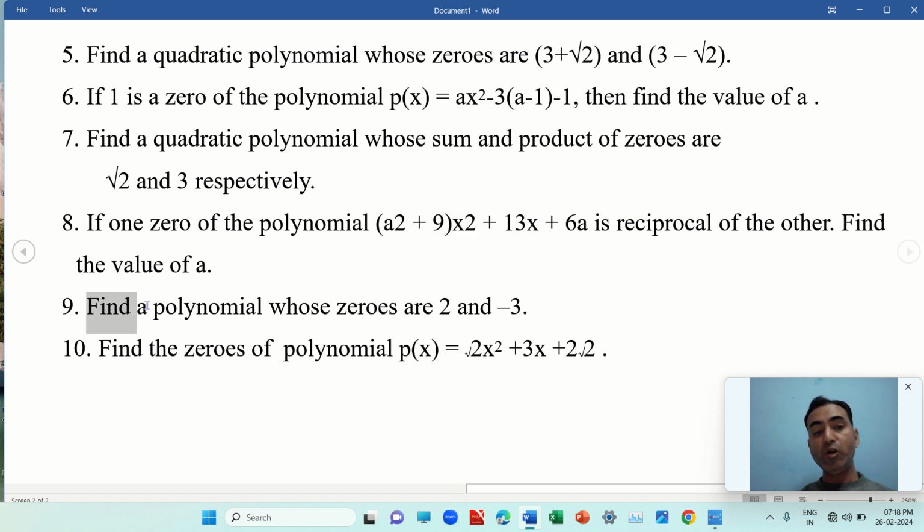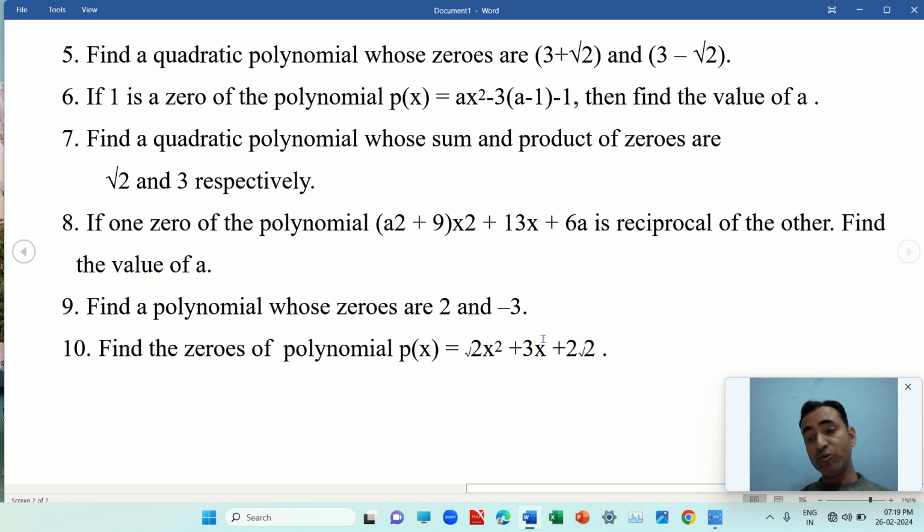Next question, find the polynomial whose zeros are 2 and minus 3. Zeros means alpha is given as 2 and beta is given as minus 3. So again you will find the sum alpha plus beta and the product alpha into beta, and you will use the same formula of making the polynomial. Last question, find the zeros of the polynomial p(x) equals root 2x square plus 3x plus 2 root 2. In this question we have to use the splitting middle term method, and you will find the zeros, which means you will find the value of alpha and the value of beta.